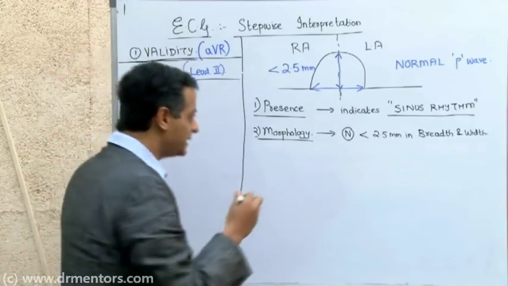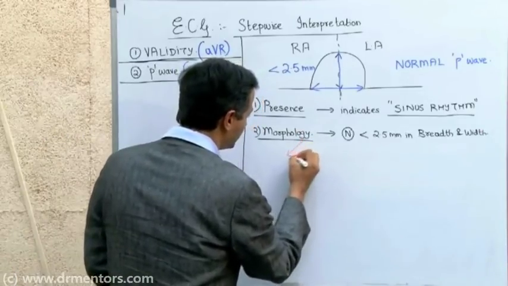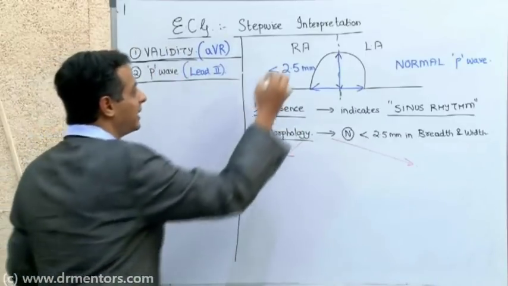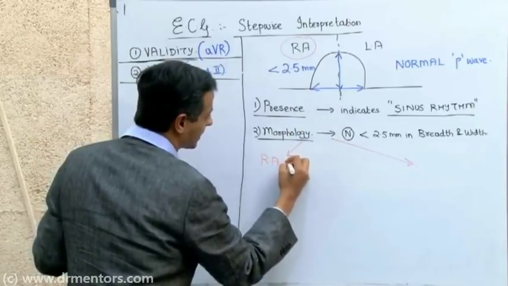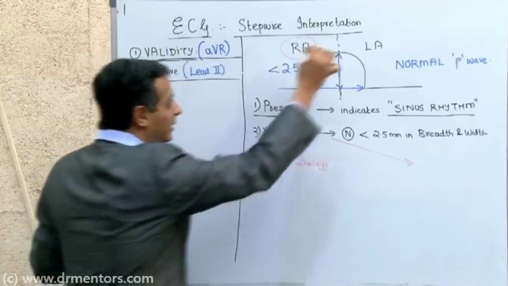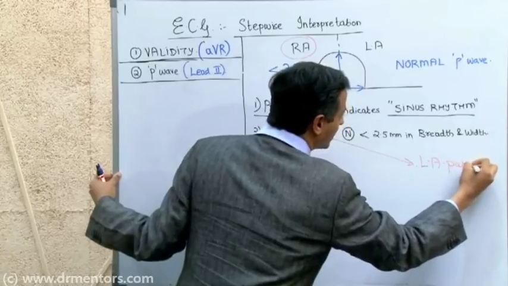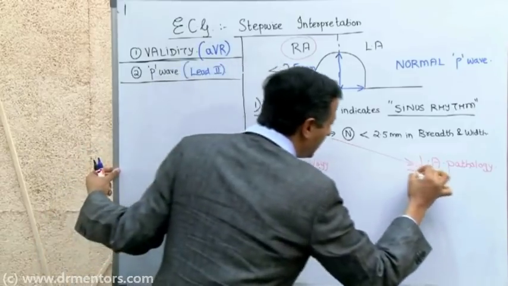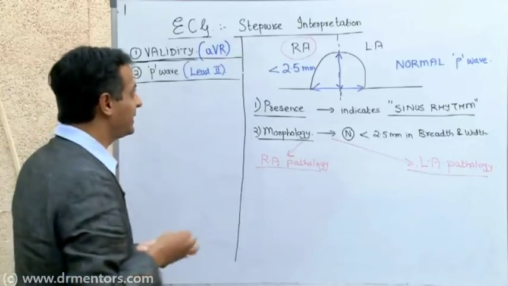What abnormalities can occur? Two abnormalities can occur in the morphology. Let us take it simple. One, a right atrial pathology, or two, a left atrial pathology. How do we distinguish between the two? Right atrial pathology and left atrial pathology can be seen on the morphology. You can make it out easily.